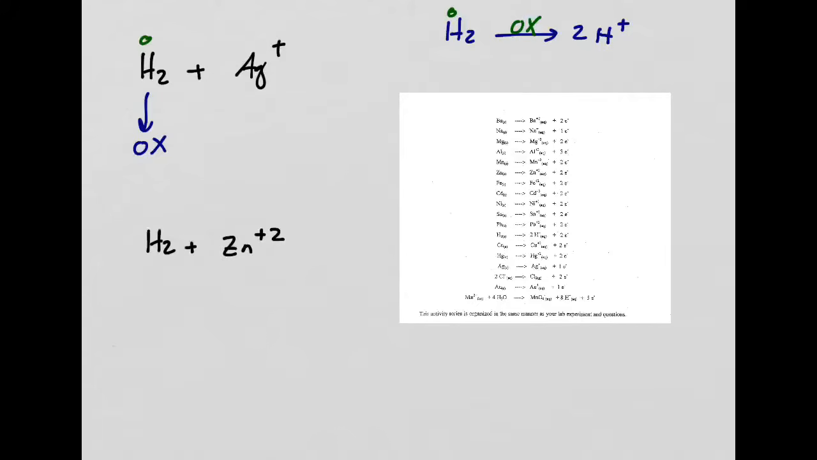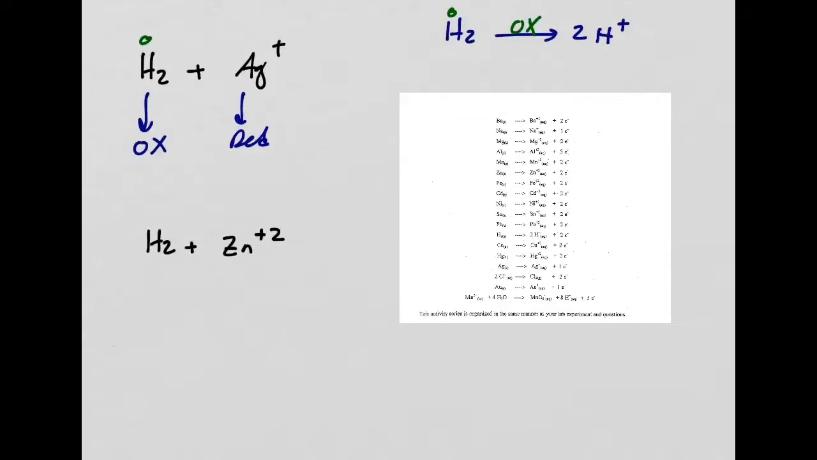Now here, silver plus 1 is already a cation, so the only option that it really has is to become silver, right? So it gets reduced, because Ag plus will go just to Ag. It becomes more negative. It goes from plus to 0.